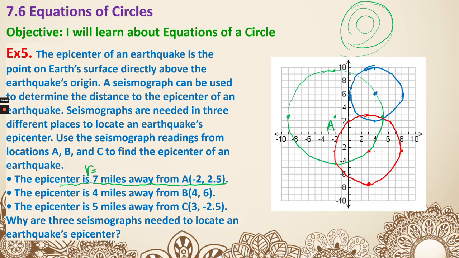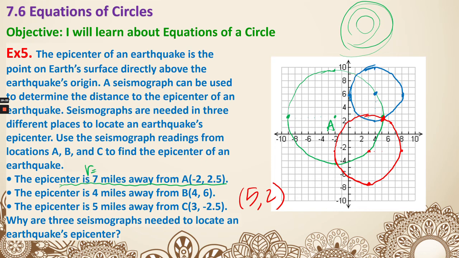Kind of like that. Not as precise, but you can see all 3 circles actually meet at one point, which is right here. And that point is 5, 2. And that is going to be the actual epicenter for the earthquake.